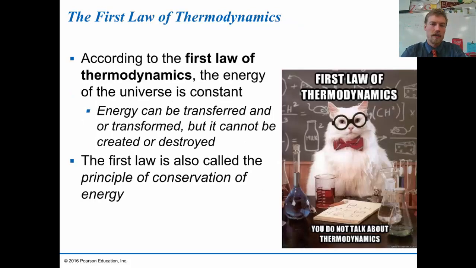Now, the first law of thermodynamics is that the energy of the universe is constant. What that means is that the total amount of energy is always the same. And energy, therefore, cannot be created or destroyed, but it can be transferred or it can be transformed. So it can be changed into different types of energy, or it can be moved from one object to another. Another way to think about this first law is the principle of conservation of energy. Again, energy is not created or destroyed, it's just transferred or transformed.